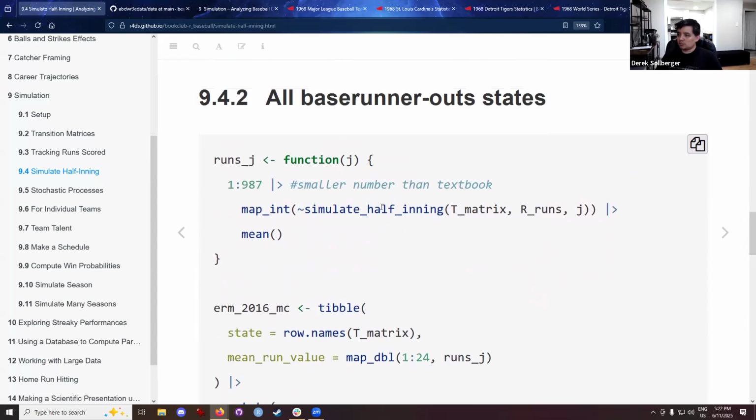Now what we're moving towards is simulating the half inning starting at any point in the inning. And I honestly did not really want the code to run for a couple minutes. I achieved a similar result by reducing the number of iterations by a whole order of magnitude. And what we're making is what's called the expected run matrix for the 2016 season from a Markov chain process. That is a simulation.